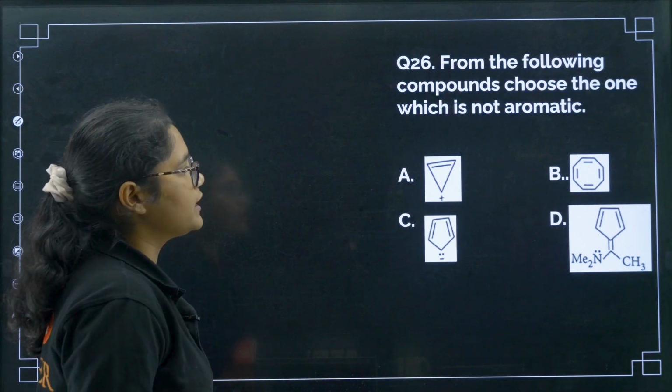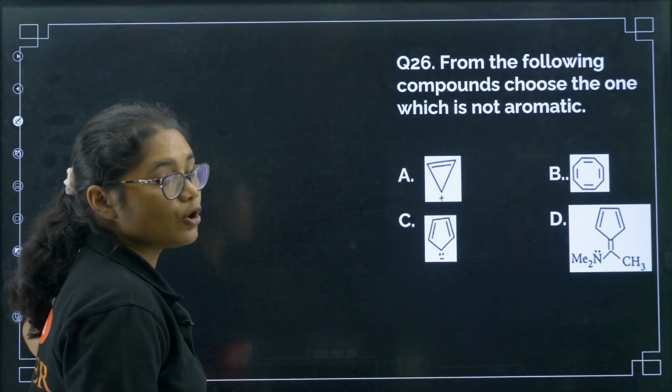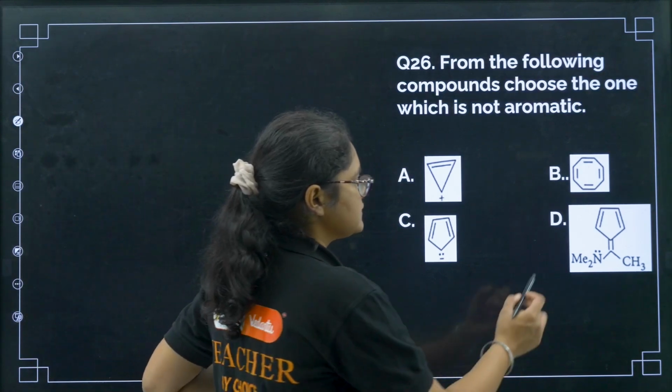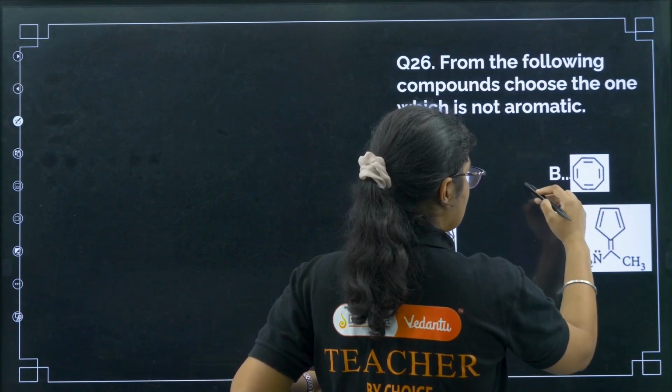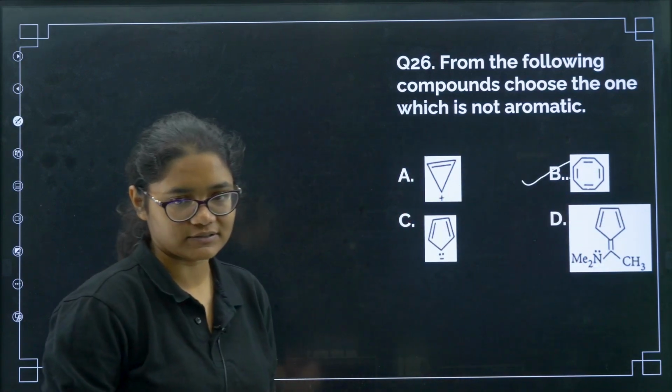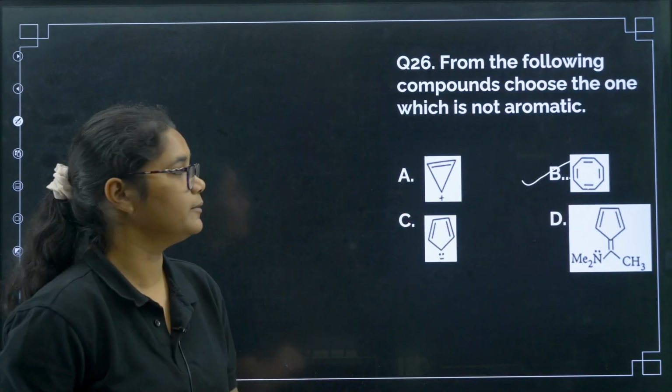Next, from the following compounds, choose the one which is not aromatic, okay. So you can see here 1, 2, 3, 4, 5, 6, 7, 8 electrons are there, 4n electrons are there, not aromatic, option number B.